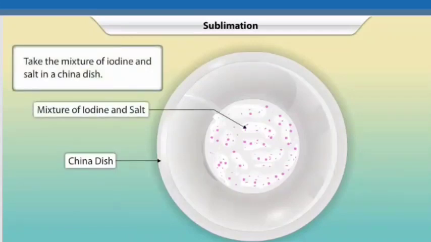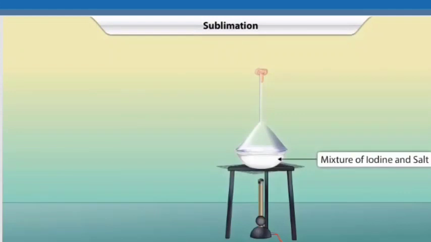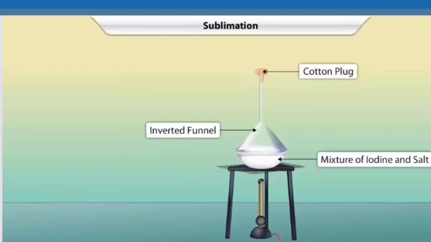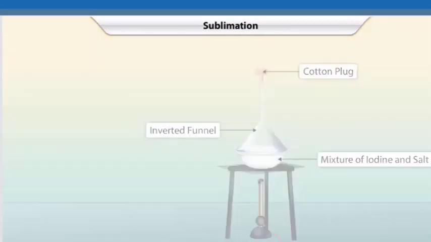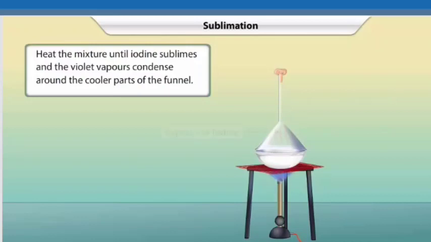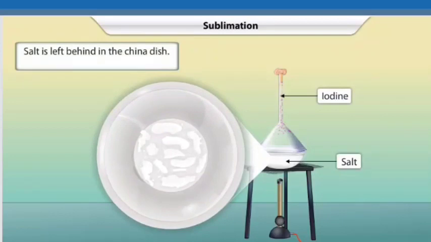Take the mixture of iodine and salt in a china dish. Place an inverted funnel over the china dish. Close the open end of the funnel with a cotton plug. Heat the mixture until iodine sublimes and the violet vapors condense around the cooler parts of the funnel. Salt is left behind in the china dish.